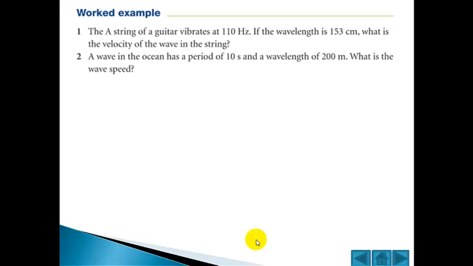Now we have a question on the wave equation. We're given the frequency, which is 110 Hertz. The wavelength is 153 centimeters. What is the velocity of the wave on the screen? And then a wave in the ocean has a period of 10 seconds and a wavelength of 200 meters. Find the wave speed. These are very easy questions. You should do them without needing any help. You should pause now and try the problem.